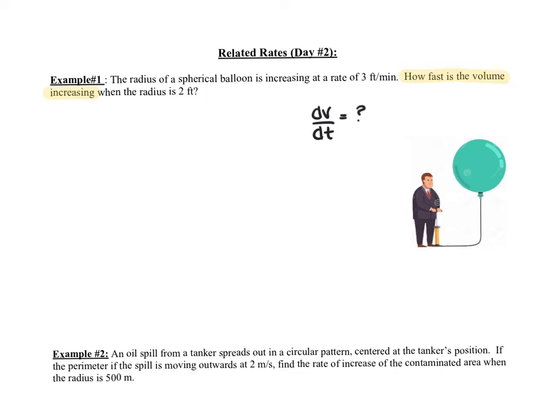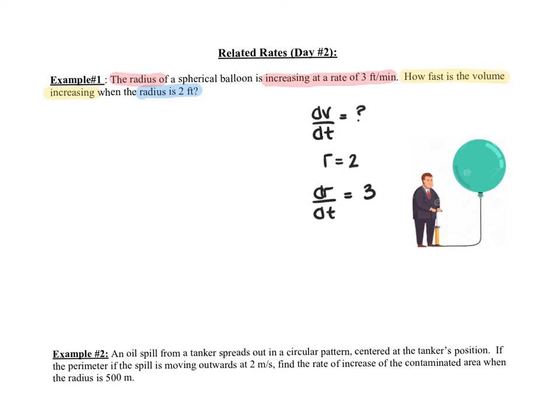So that piece of information will help us because that's our variable. Now the next piece, they tell us when the radius is 2 feet. Well, if the radius is 2, then we're going to have r being 2 feet. And then they tell us that the radius of the spherical balloon is increasing at this rate. So the rate is 3 feet per minute. So the radius, dr/dt, the change in the radius over time, is increasing at a rate of 3 feet per minute. So that's positive 3 because it's increasing.